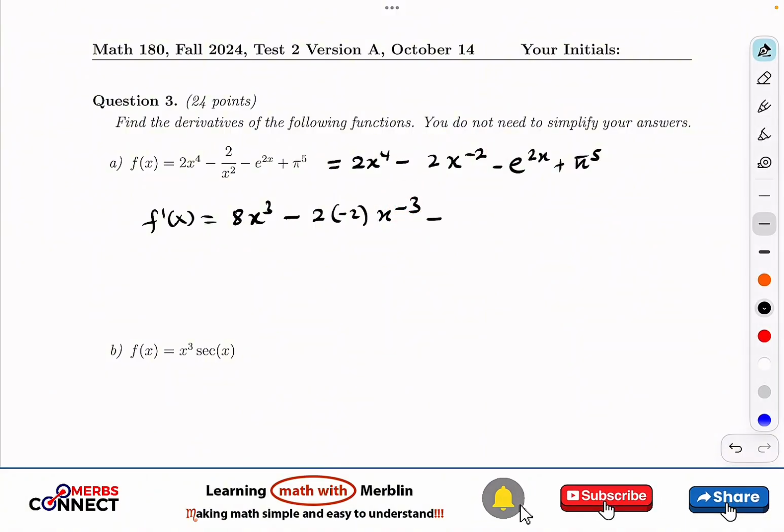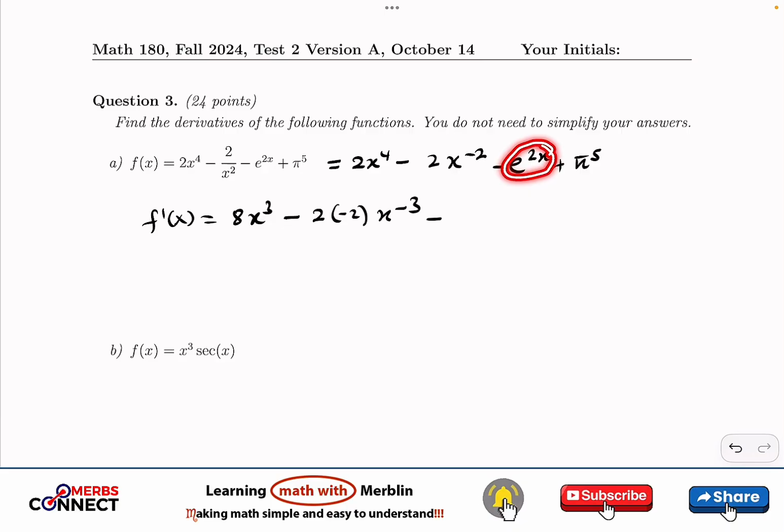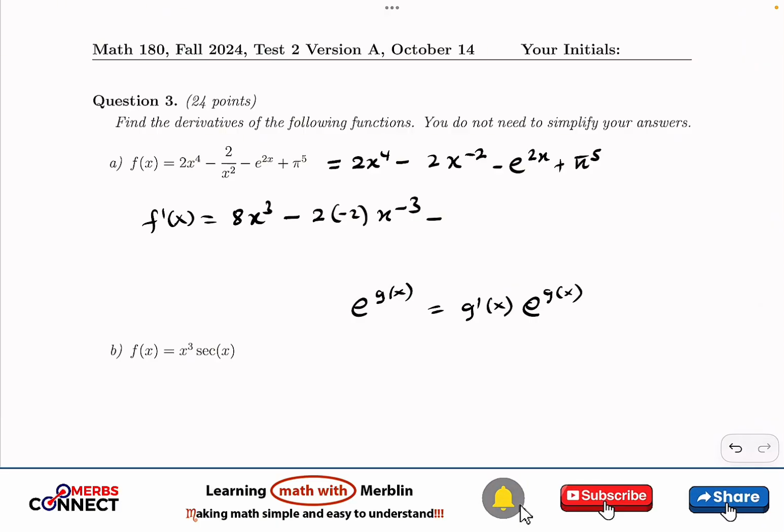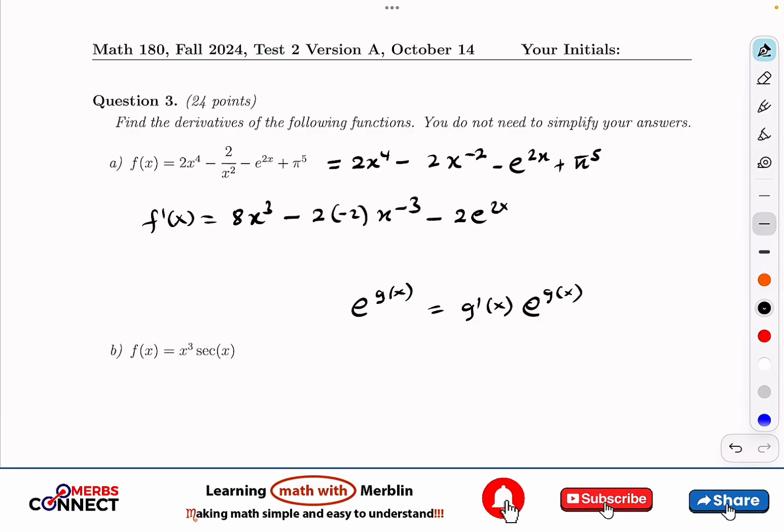Then minus, now this is an exponential function. For an exponential function, if I have e to the power g of x, then the derivative is equal to g prime times that. So where is the g prime? g prime is what is here. So I need to differentiate what is here and use it to multiply the function. So I'm going to differentiate 2x. And when I differentiate 2x, I'm going to get 1. Sorry, I'm going to get 2. So this is going to be 2e to the power 2x.